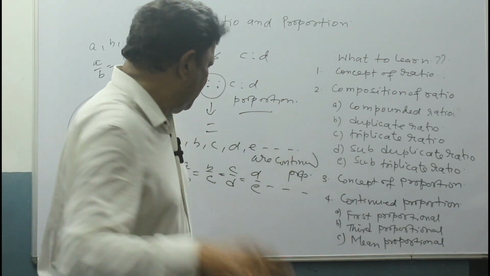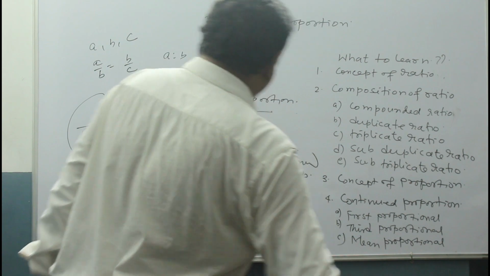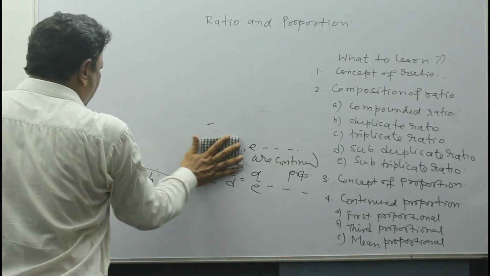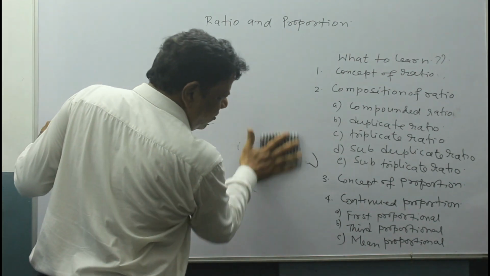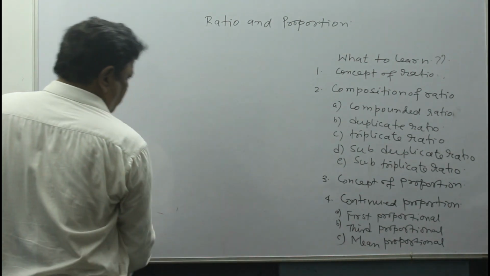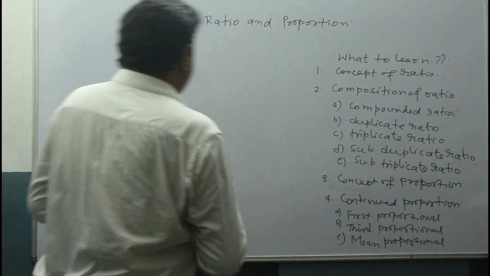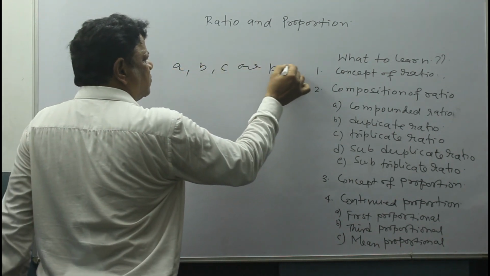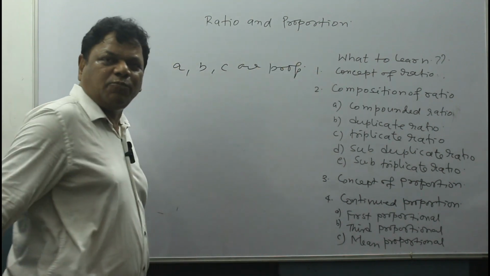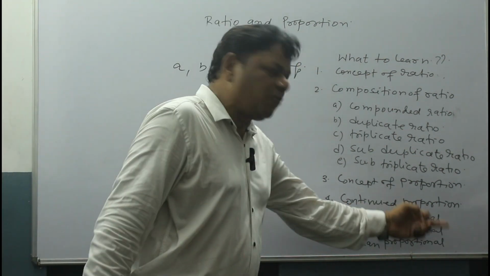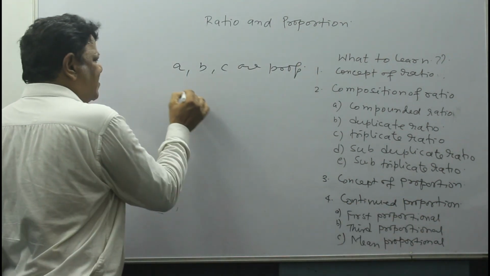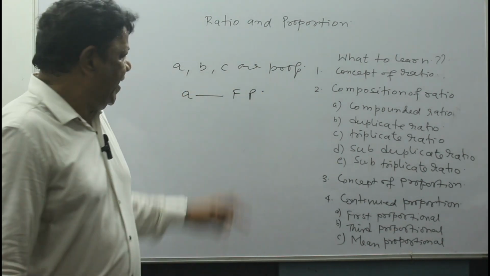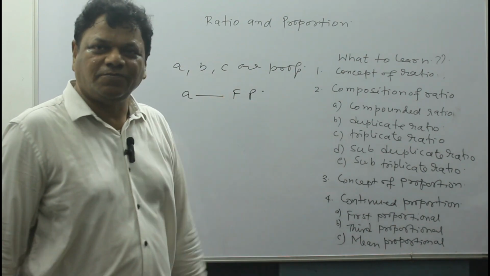Now there is one another part, that is first proportional, second proportional and third proportional. What is the first, third and mean proportion? Say it is given that A, B, C are in proportion. What is the first proportion? A is called the first proportion. Okay children, A is the first proportion.